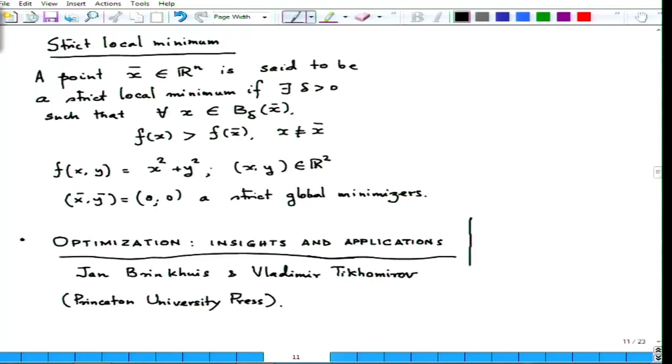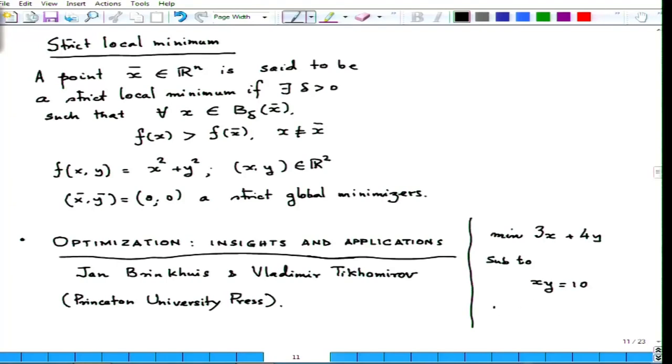Find positive numbers x, y with product 10 for which 3x plus 4y is as small as possible. So here he is asking you to solve this problem: minimize 3x plus 4y subject to xy equal to 10.